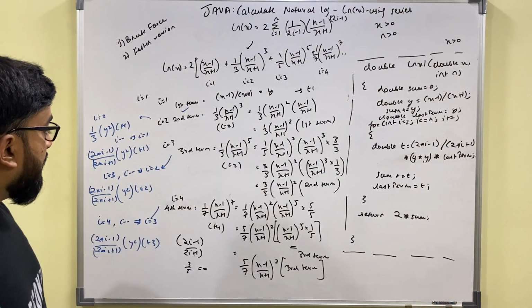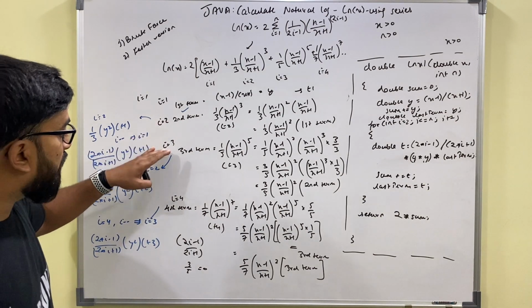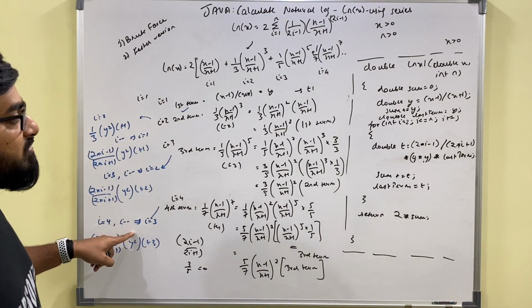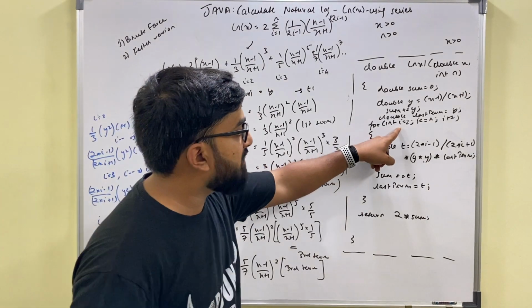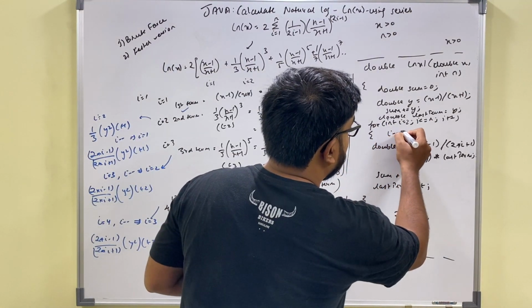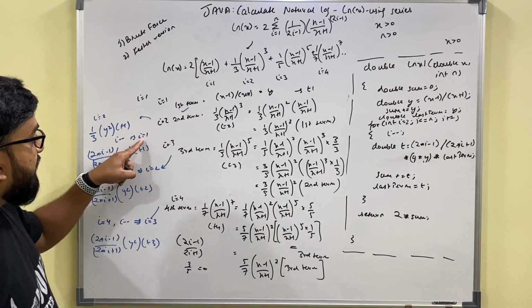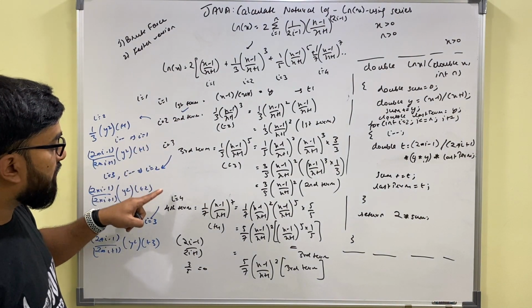Alright, okay, and you can see from the second term onwards, I have to reduce i by 1 to find the general term. So for the second term onwards, I have to do i minus minus. For i equal to 2, we need i equal to 1, for i equal to 3, we need i equal to 2, and so on.